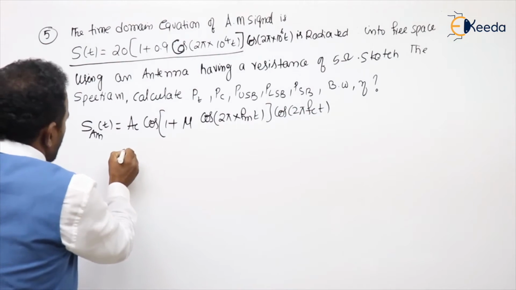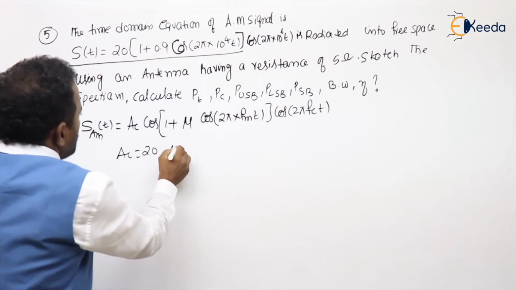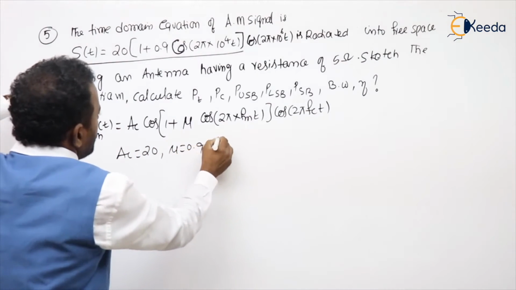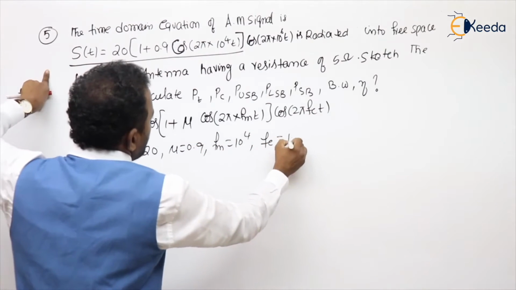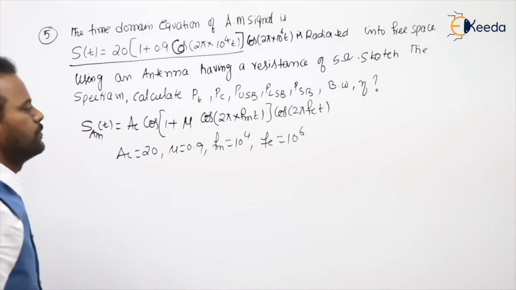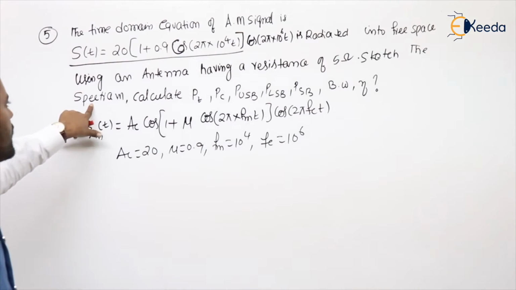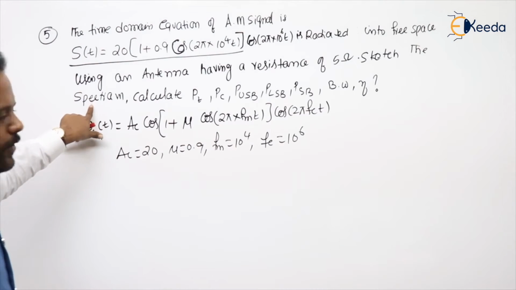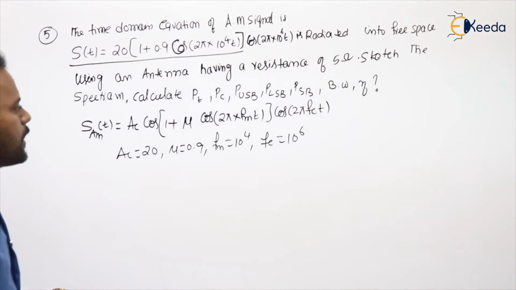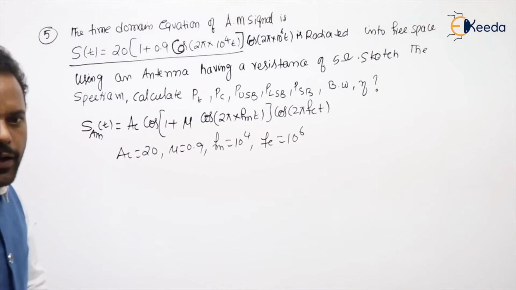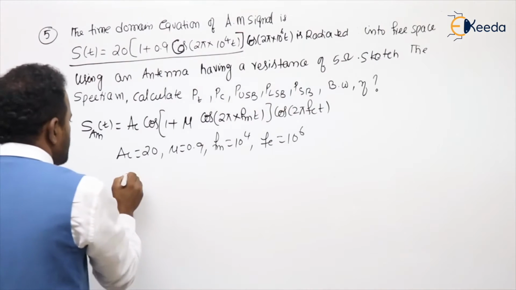If we compare the both, then what is the Ac value? 20, mu value 0.9, fm value 10 power 4, fc value 10 power 6. Getting my point? What they are asking: first draw the spectrum. Okay, we'll draw the spectrum. Wait. Calculate PT. First to calculate PT, we need the PC value. And if you calculate this, then directly you will get the PT. Or first get the PC value.